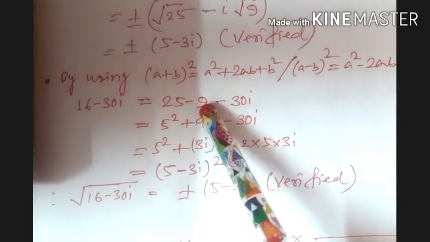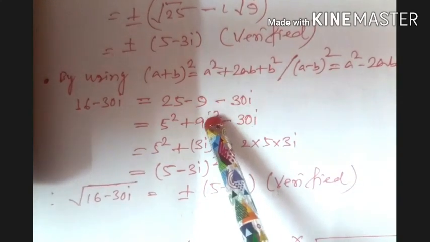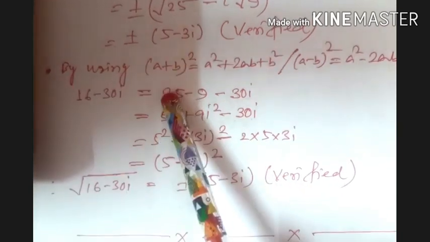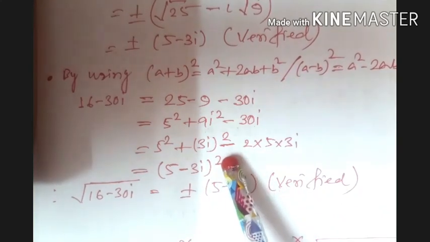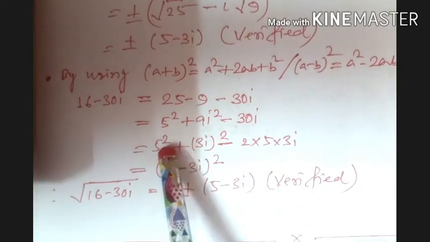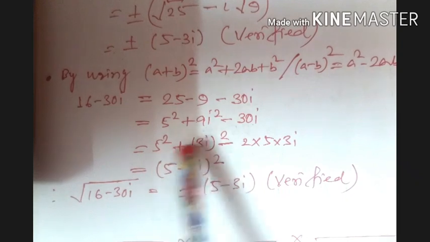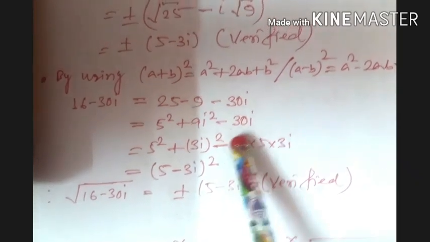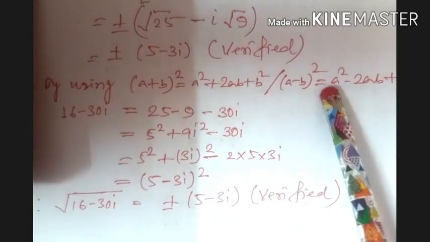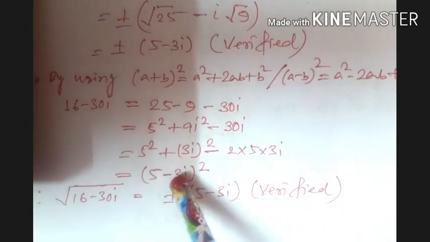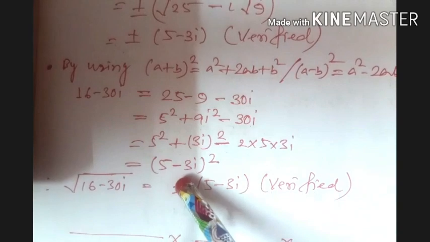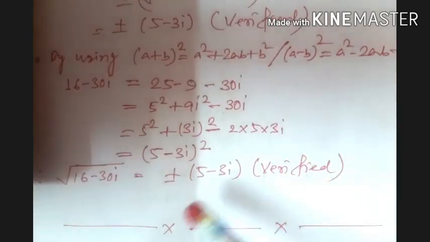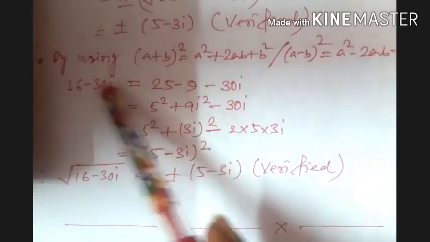And minus 9 can be written as plus 9i square, and 25 can be written as 5 square, and 9i square can be written as 3i whole square. Okay, so now you can see, if you assume a equal to 5, b equal to 3i, then it becomes a square minus 2ab plus b square. That is the formula of a minus b whole square. So again, to get the square root, what we have to do is take square root on both sides.